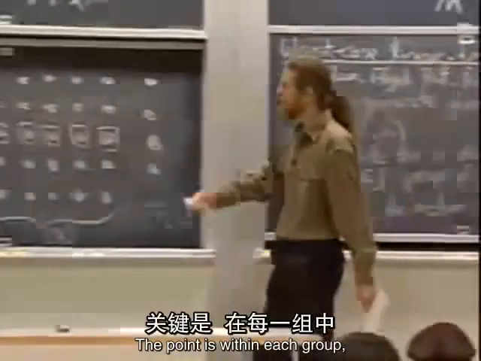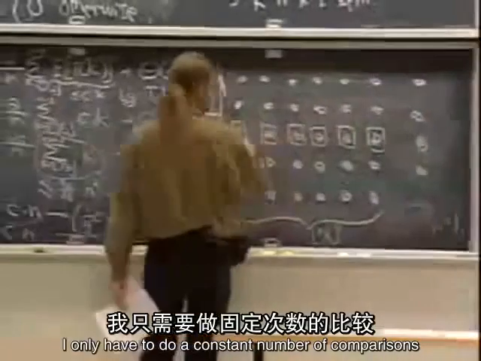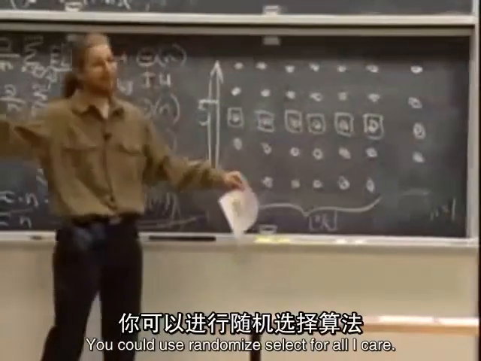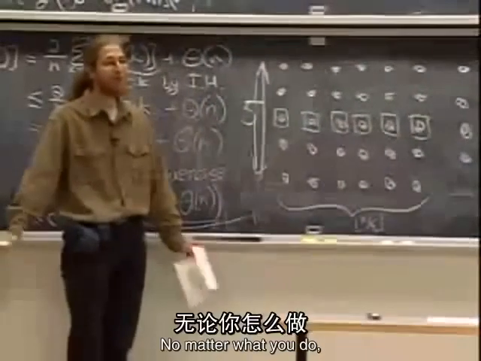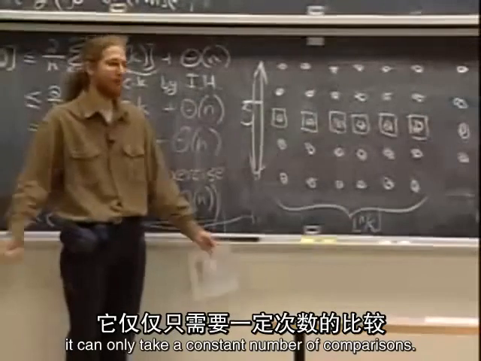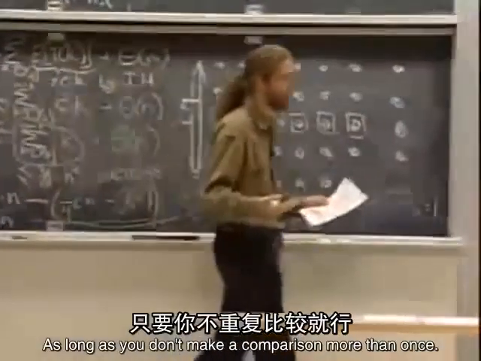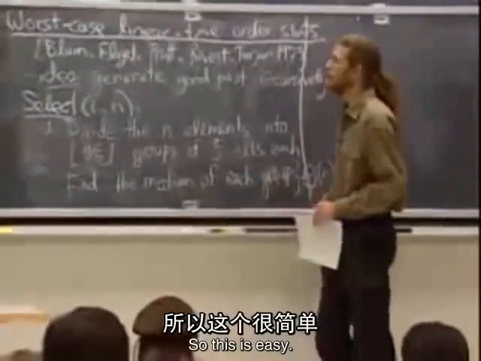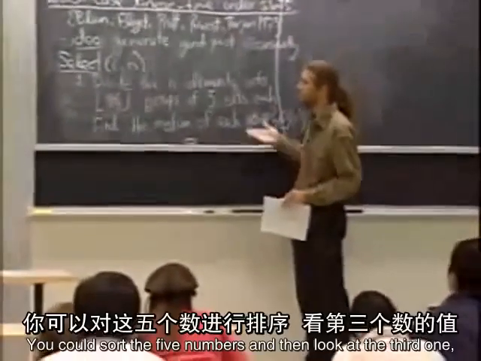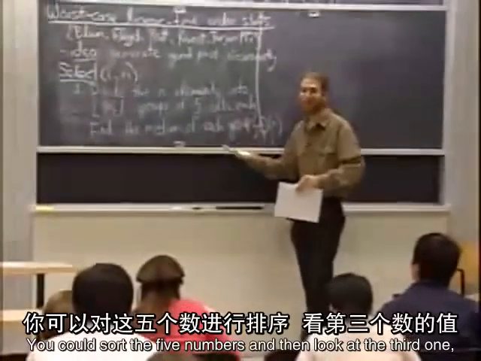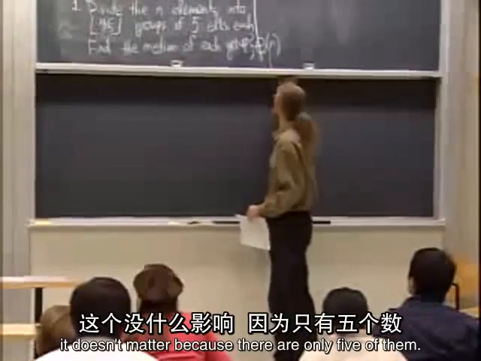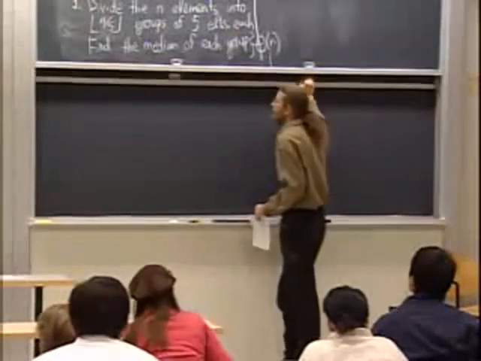The point is, within each group, I only have to do a constant number of comparisons because it's a constant number of elements. Doesn't matter. You could use randomized select for all I care. No matter what you do, it can only take a constant number of comparisons, as long as you don't make a comparison more than once. Okay, so this is easy. Use any algorithm. You could sort the 5 numbers and then look at the third one. Doesn't matter, because there's only 5 of them.